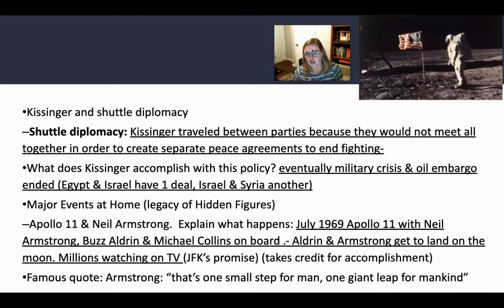Number one, Kissinger is trying to end the chaos in the Middle East. And so he's going to do what's known as shuttle diplomacy. He's essentially going to go back and forth between Egypt and Israel and Syria. He's going to run to one and say, okay, this is the deal, or this is what the other side is saying. And then he's going to run back to the other one and say, okay, this is what they're saying.